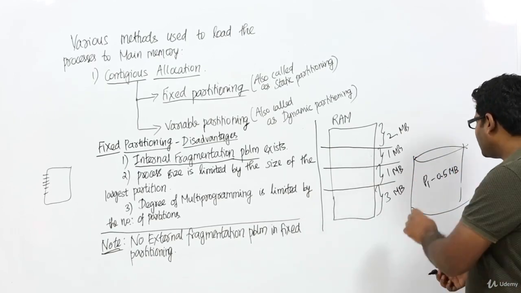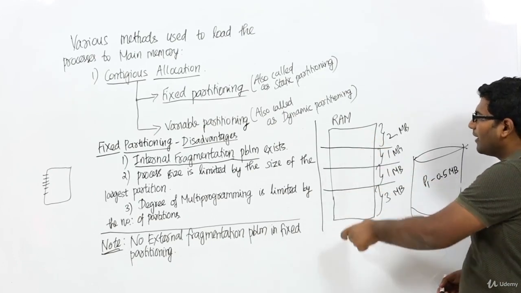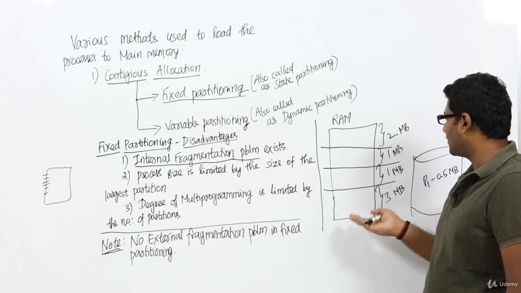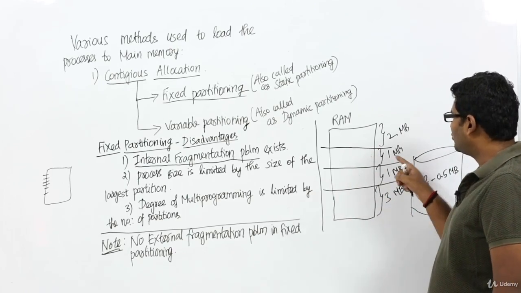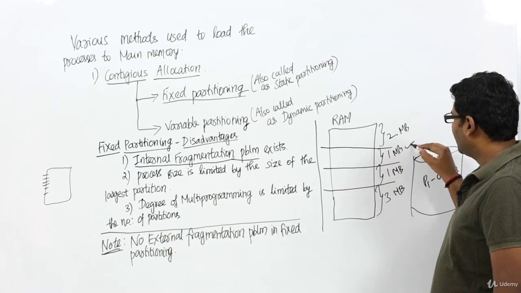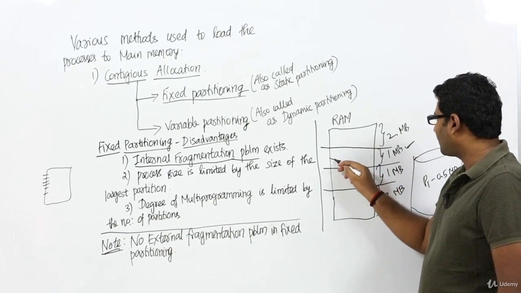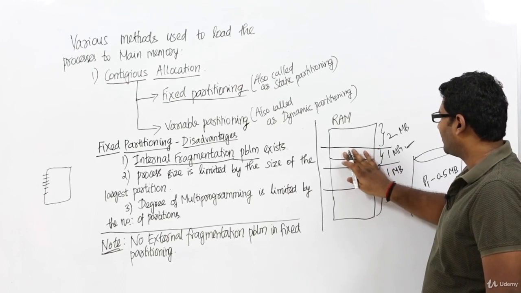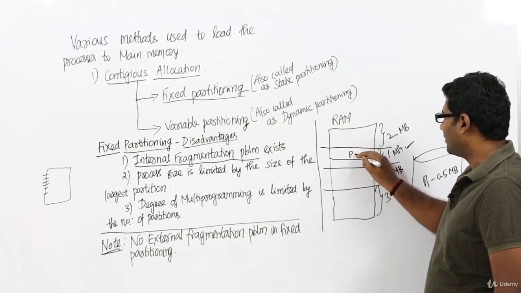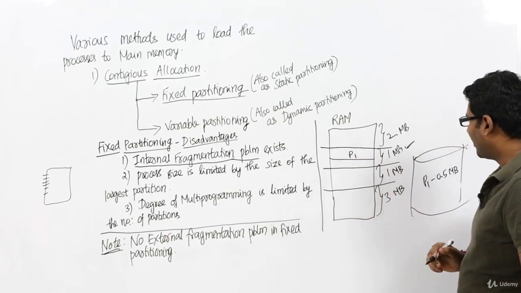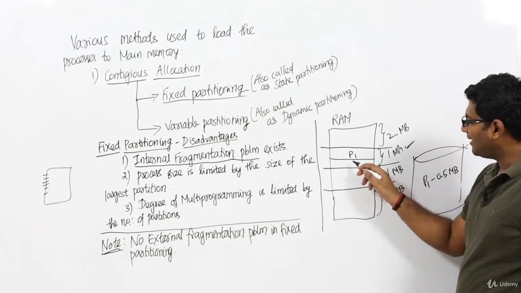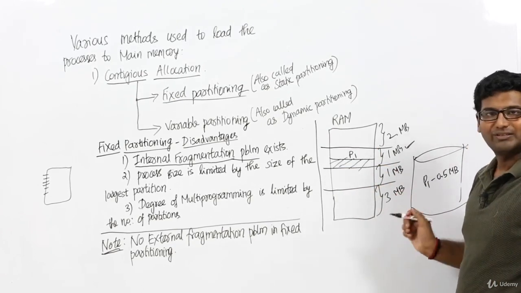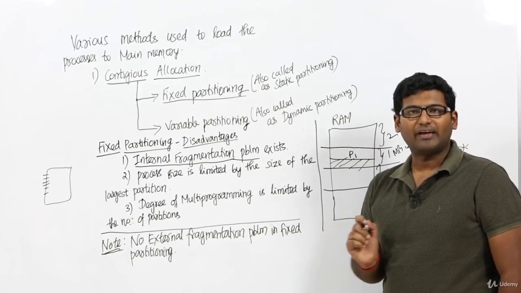Now how will I place this 0.5 MB process over here? I can choose any partition, right? I can choose this partition or whatever it is. Let us assume I'm choosing this 1 MB partition. Now I'm placing this 0.5 MB process over here. This is P1. P1 has been placed here. Now this 0.5 MB is as of now free, right? Now can I place some other process over here? No, I cannot do that.